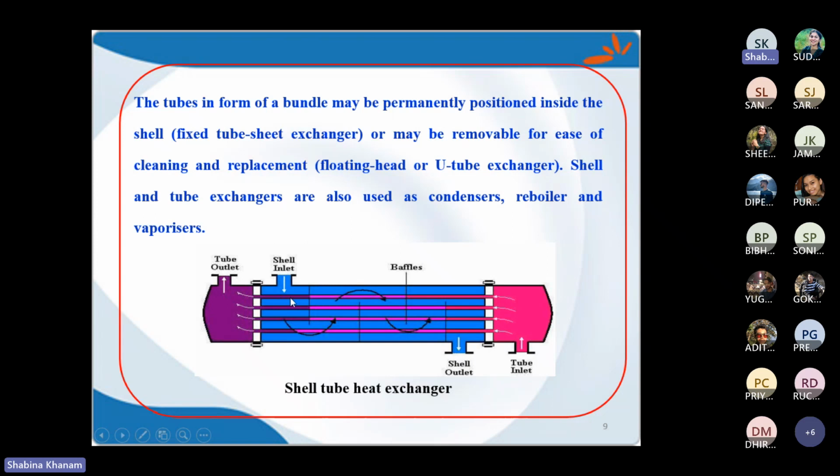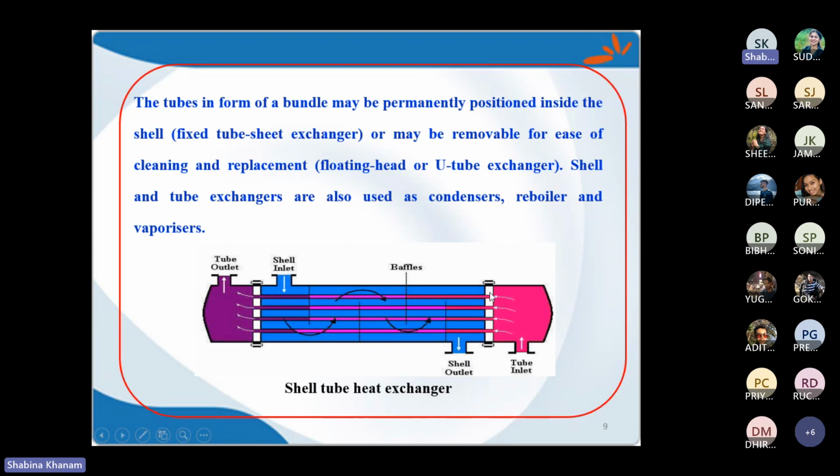So in that way, some wavy kind of fluid pattern you can observe in the shell side, and that will happen only because of the baffle. This is one purpose. The second purpose is that the baffle holds the tubes in between.